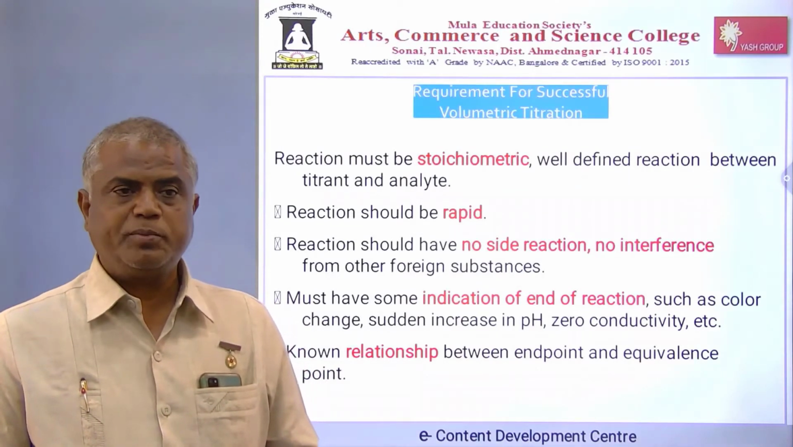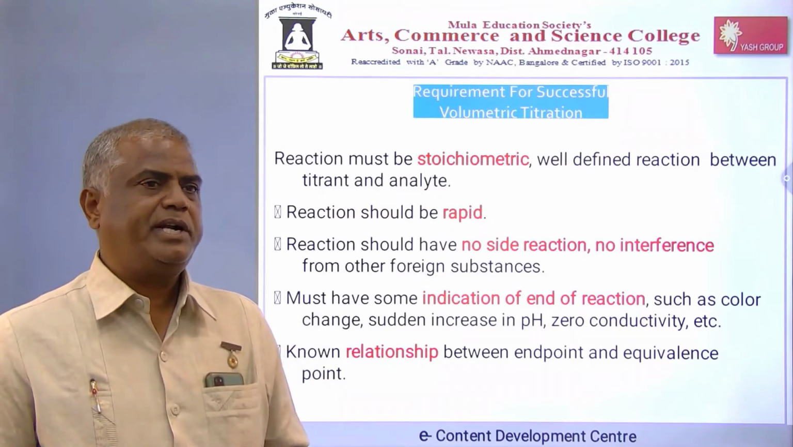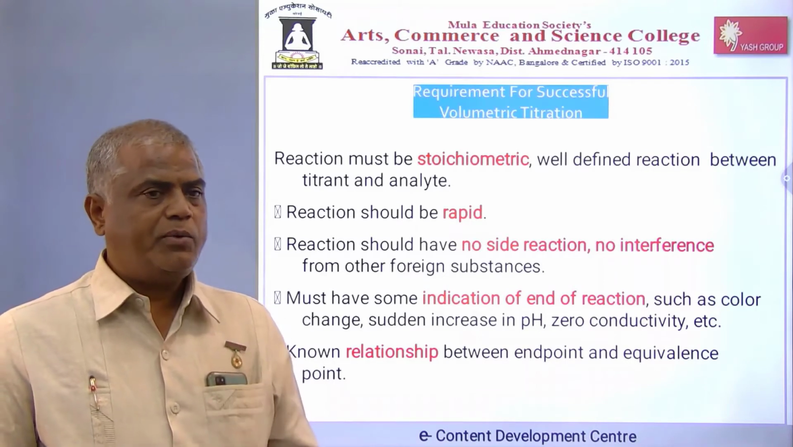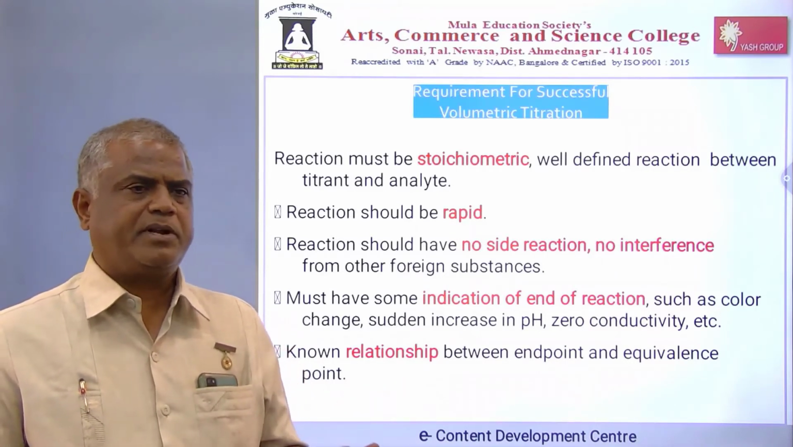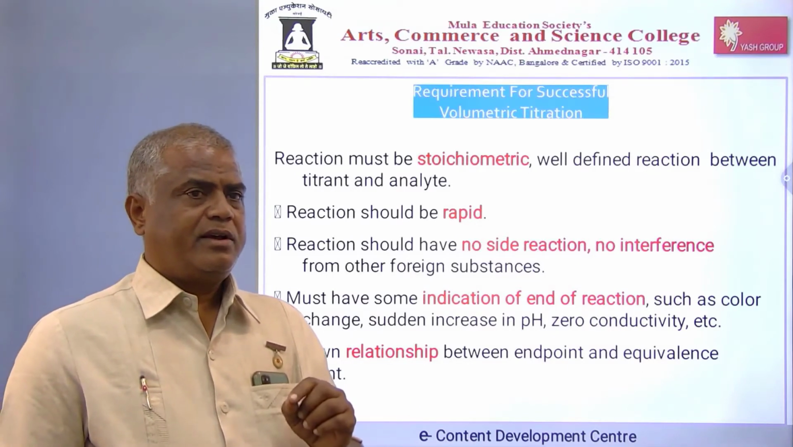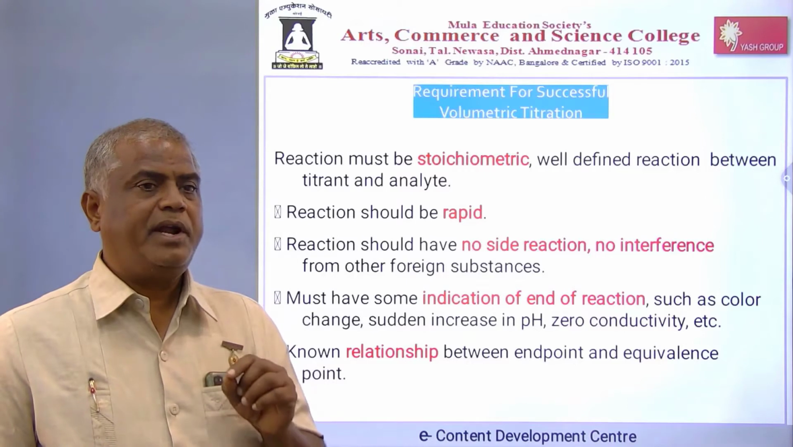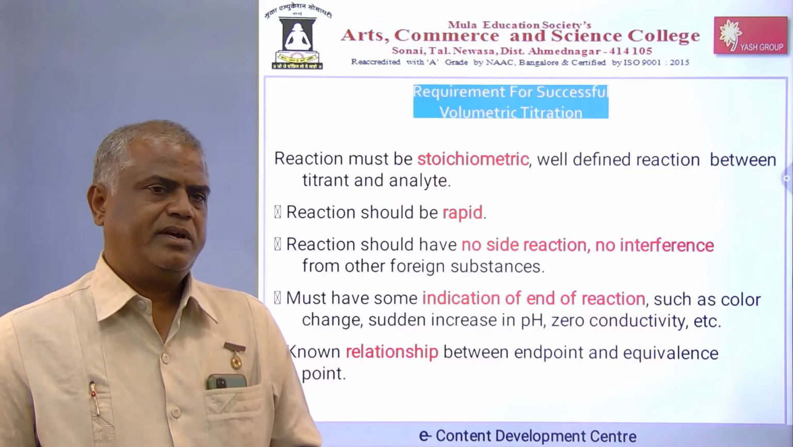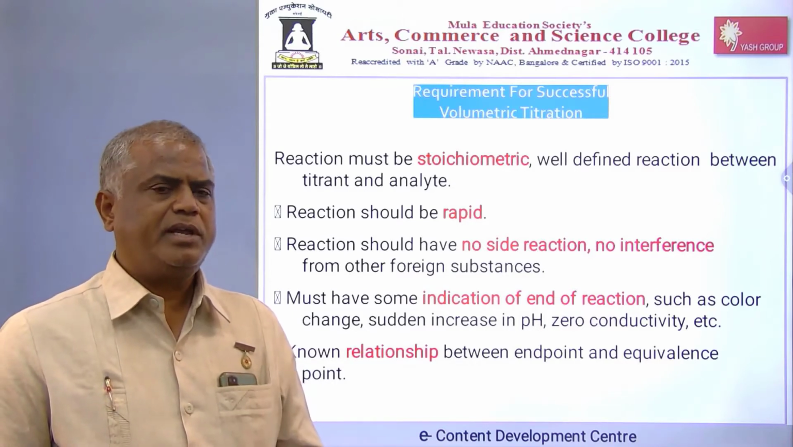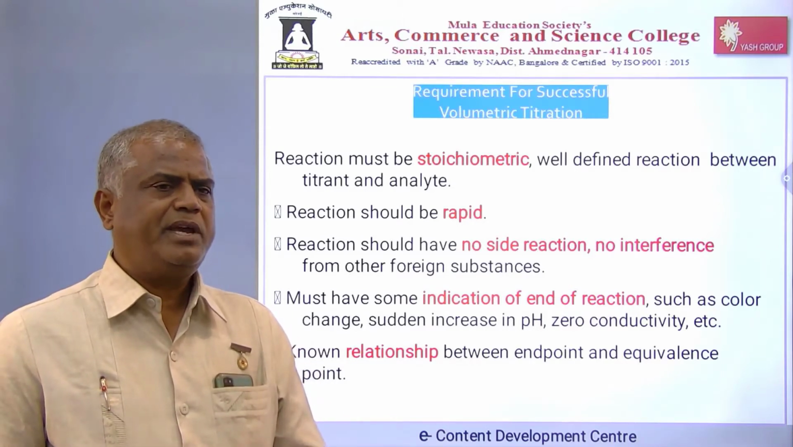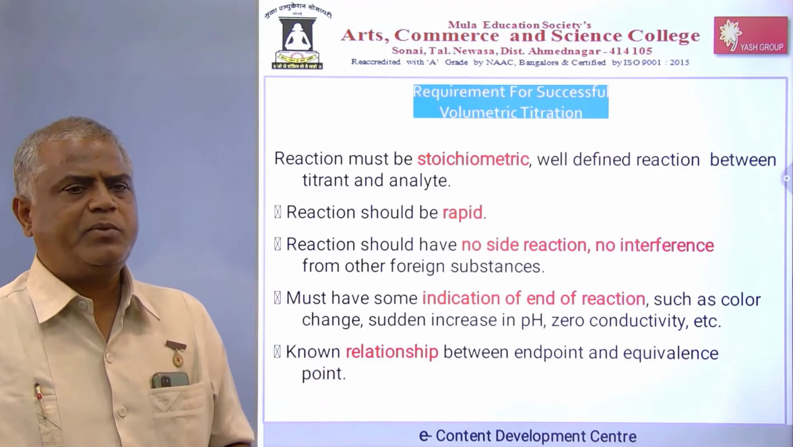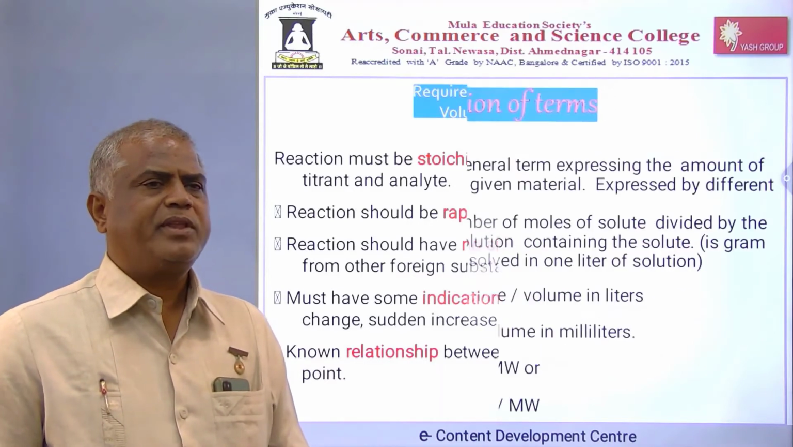The reaction must be stoichiometric, a well-defined reaction between titrant and analyte. The reaction should be rapid. The reaction should have no side reaction and no interference from other foreign substances. Volumetric titration must also have some indication of the end of the reaction, such as a color change, sudden increase in pH, or zero conductivity, whatever physical change must be observable. Then there must be a known relationship between the end point and the equivalence point.